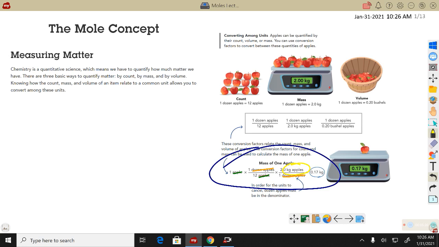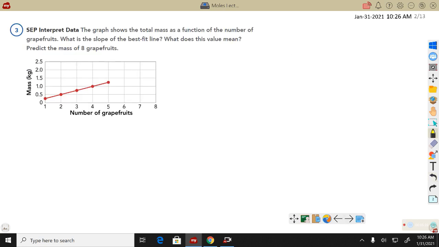So we could set this up with dimensional analysis. We could use a graph. We could set up a graph like this. Here is total mass as a function of number of grapefruits. What is the slope of the best fit line? What does this value mean?